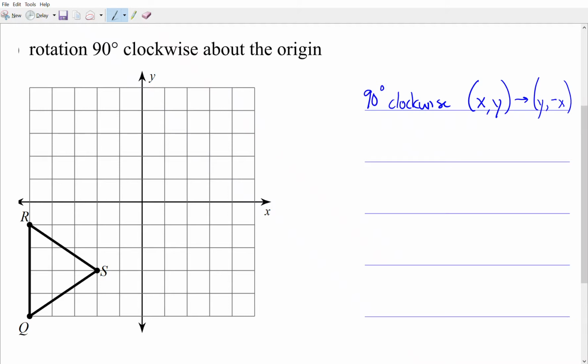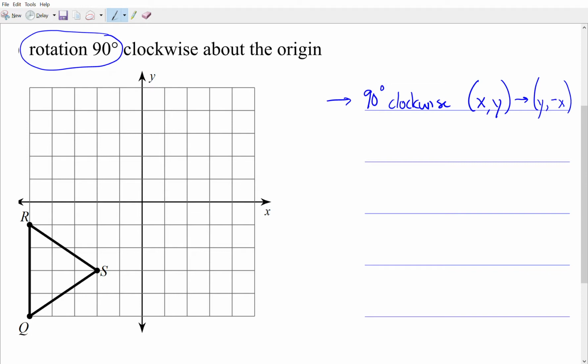Okay, more transformations. This time we're going to do a 90-degree rotation. And I put the coordinate rule right here. A 90-degree rotation requires you to switch the x and y coordinates while taking the opposite of the new x.